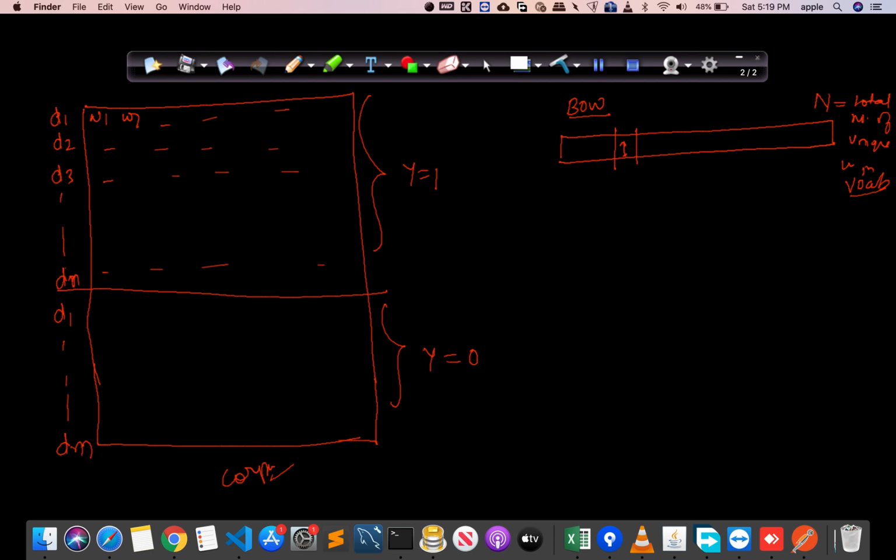For example, suppose W2 has an index of 4, then at index 4 we put the number of times that W2 has occurred in this particular document. Suppose W2 has occurred here, here, here, and here. Now, this particular word has occurred 4 times in document 1. Therefore, at the 4th index, we will have a value of 4. Why? Because W2 has been assigned an index of 4. It can be assigned an index of 10 also. Then at the 10th index, we will give a value of 4. This is as simple as that.